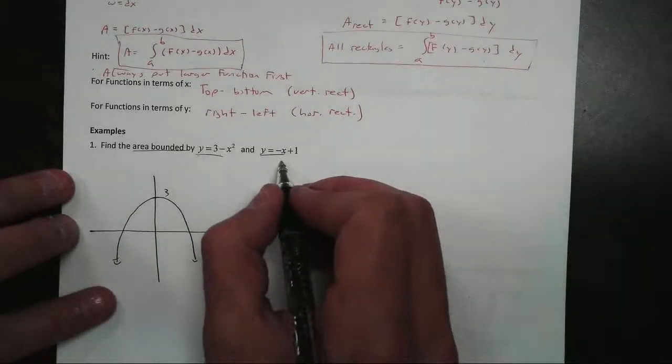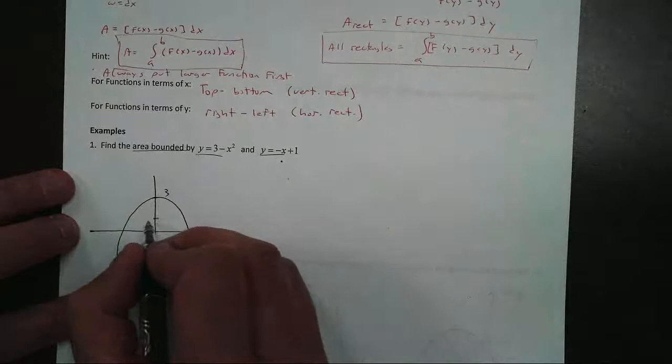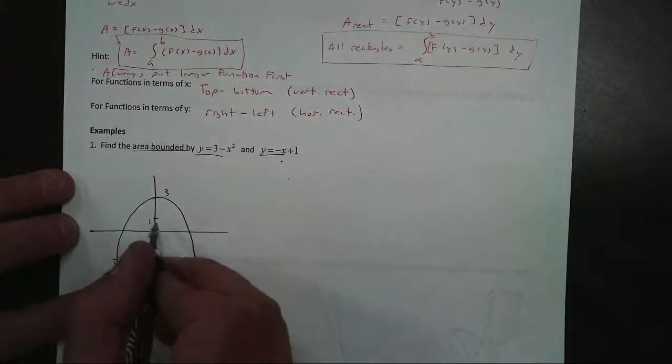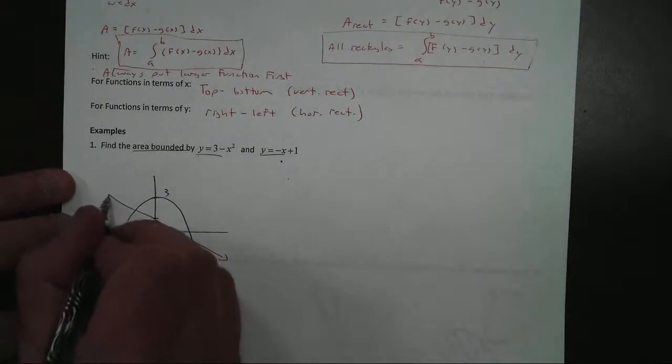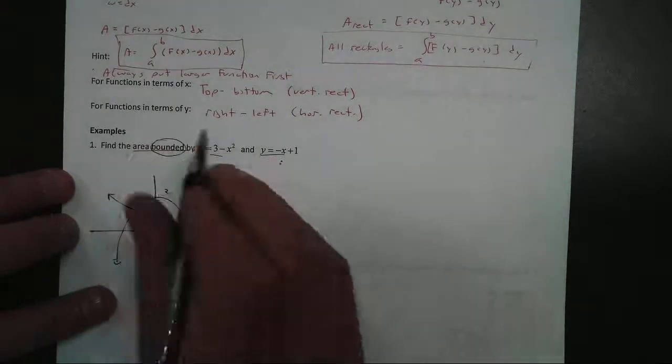Next, I want to graph the line y equals negative x plus 1. Well, there's 1, and it's a negative slope. I don't know what this looks like, I'm not going to be perfect. I'm not looking for perfection here. And there it is. Now, I'm looking for the region bounded.